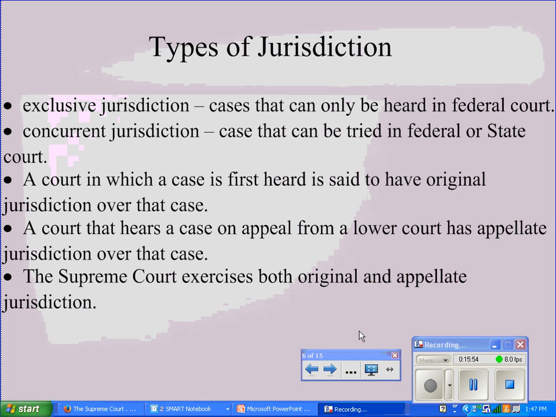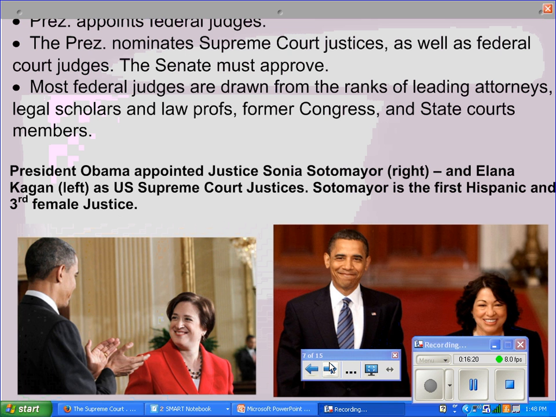Appeals court. So if Taylor and I go to trial because Taylor sued me over a grade, and I win, sorry, Taylor, and Taylor still doesn't like it, she can appeal the court case to an appellate court. An appellate court only hears cases that have already been heard.